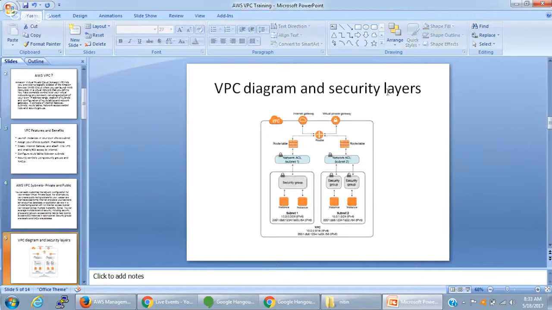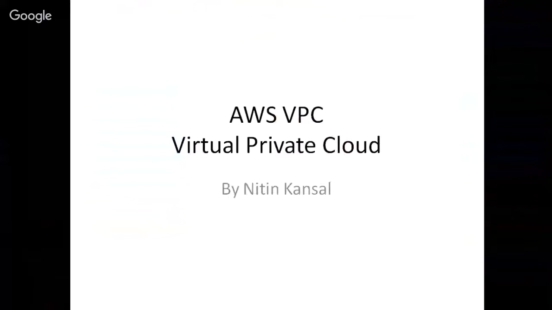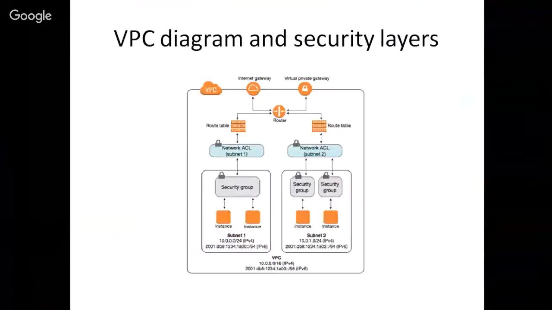This is the VPC diagram and security layers. Let me show you. So we were discussing the VPC diagram and security layers. If you see this picture, we have one VPC with CIDR range 10.0.0.0/16. I do have two subnets, subnet 1 and subnet 2. Subnet 1 has CIDR 10.0.0.0/24, and this one is 10.0.1.0/24.